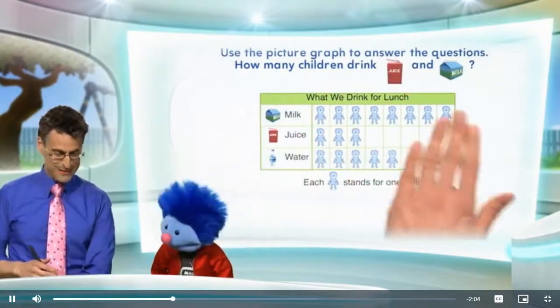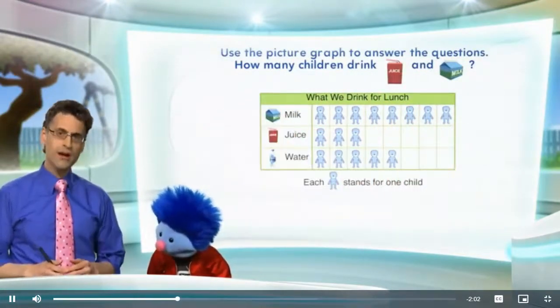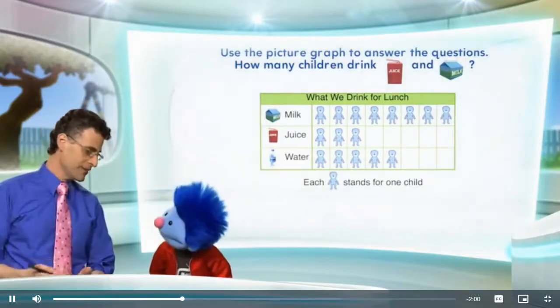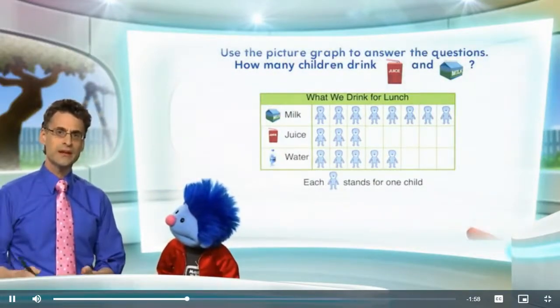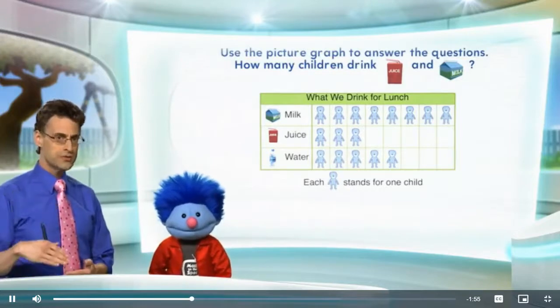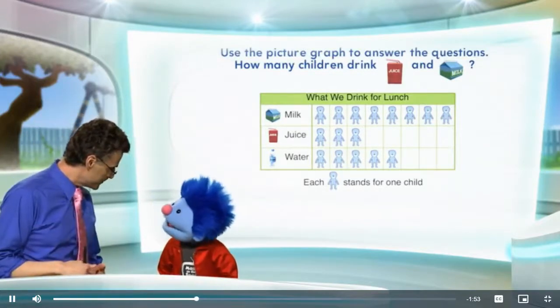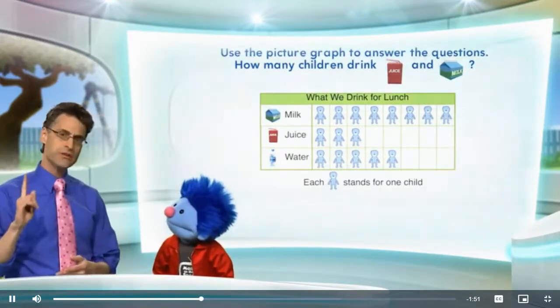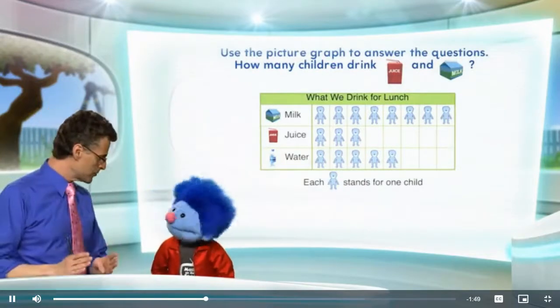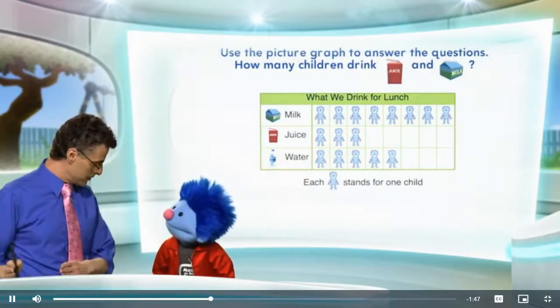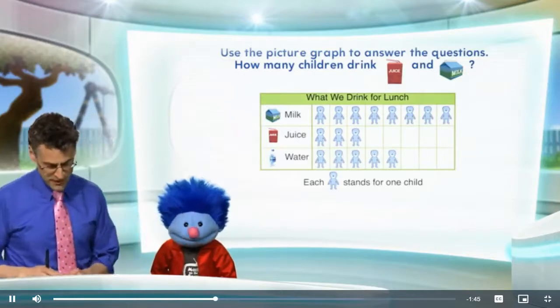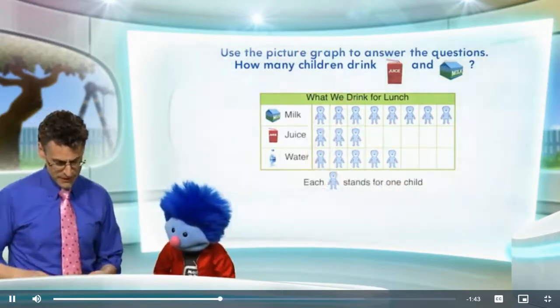And now look, here's a picture graph. What I want us to do is see if we can read the picture graph and figure out how many children in all drink juice and milk. Now, the "and" is the cue that we want to add up the number of children that drink juice and the number of children that drink milk. So let's take a look at this picture graph and see if we can make sense of it.